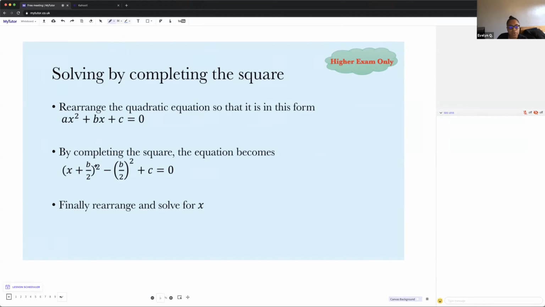Then you're going to take away this whole term squared, and then you're going to add your c on the end and it equals 0, and then you simplify. And then finally to solve, you'll rearrange and solve for x just as you did before. So make sure that when you're square rooting numbers, the square root of a number, you get both the positive and the negative value.